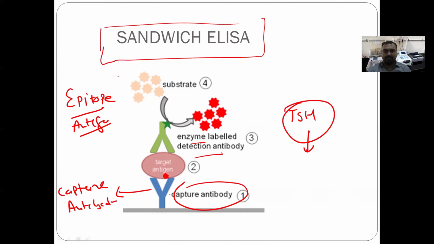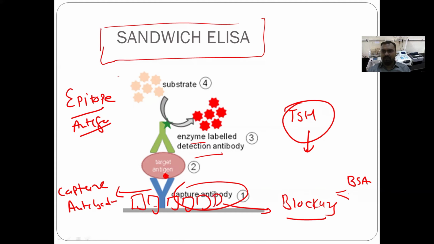So first, inbuilt in the kit, the microreactor plate well surface contains the capturing antibody, and the other surface is blocked by blocking agents, like we have seen earlier: bovine serum albumin, non-fat dry milk, or gelatin in phosphate buffered saline. These are the blocking agents. Then we add the serum that contains the antigen. So in sandwich ELISA, what do we detect? We detect the antigen. Remember, in sandwich ELISA, we detect the antigen, right?